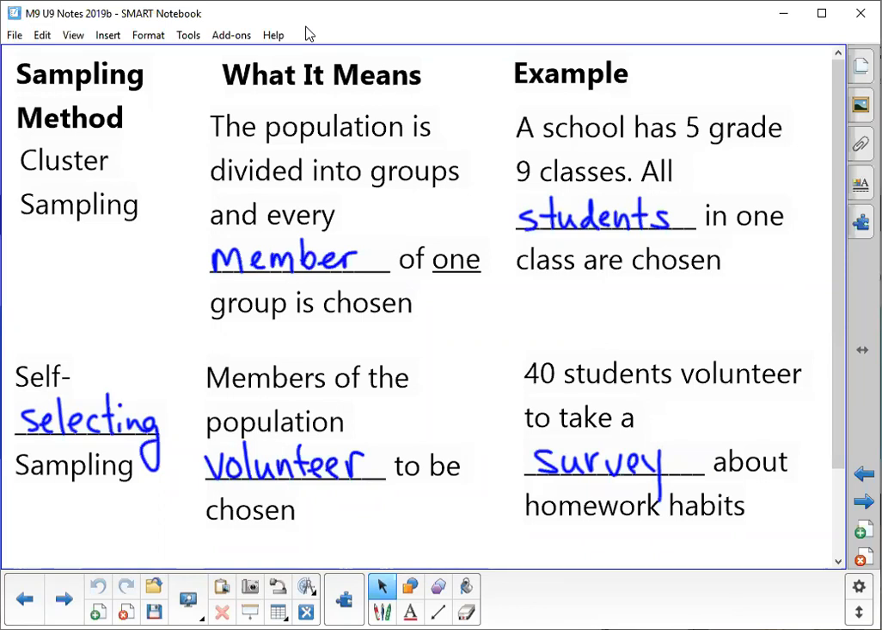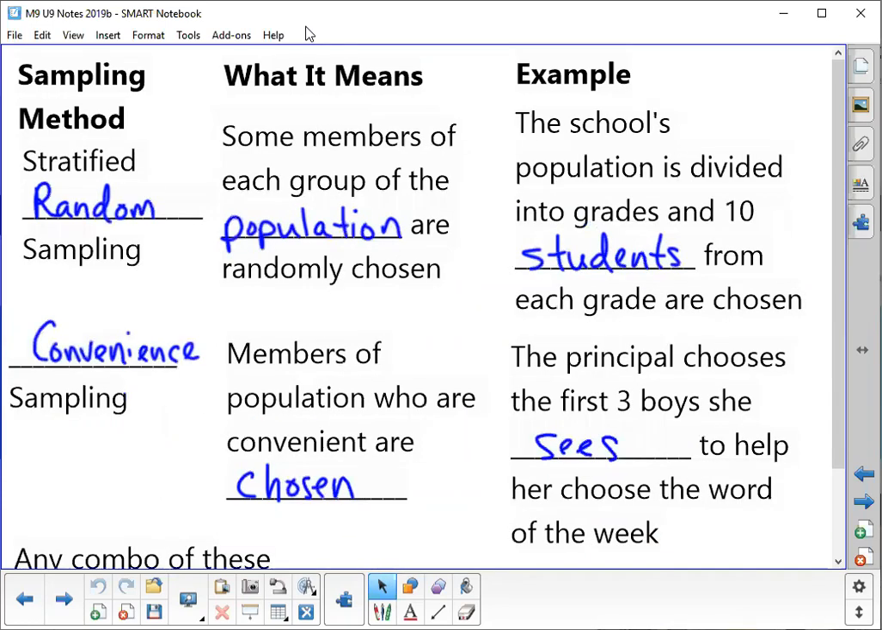So self-selecting samples, or sampling, asks for volunteers, members of your population to volunteer to be chosen. So 40 students volunteer to take a survey about work habits. So 2 more samplings, and then we'll be done talking about the different types, and then we'll talk about how they work together and some examples as to how to apply them.